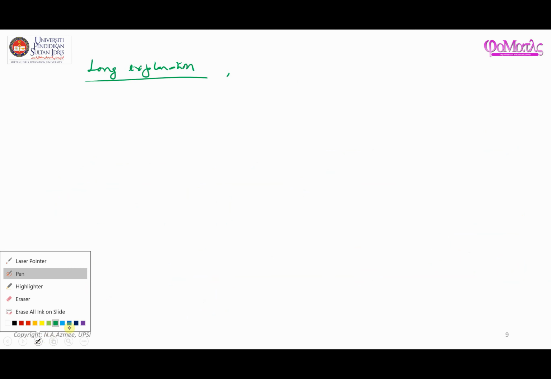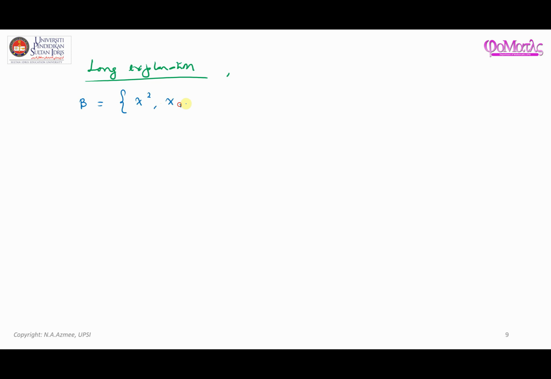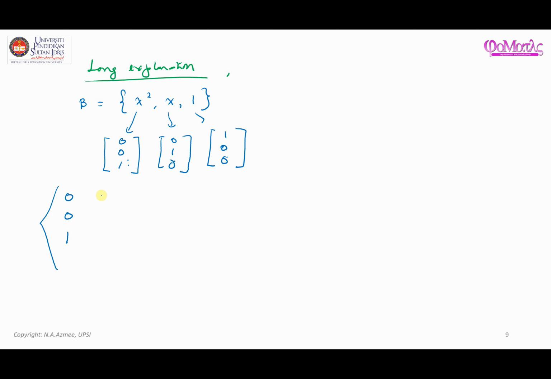You can see that in this case, basis is different. It is given as x squared, x, and 1. So if you consider vectors here, it will be, for this one, 0, 0, 1. This is 0, 1, 0. And this is 1, 0, 0. Therefore, the combination of all the vectors in the basis is going to look like this.